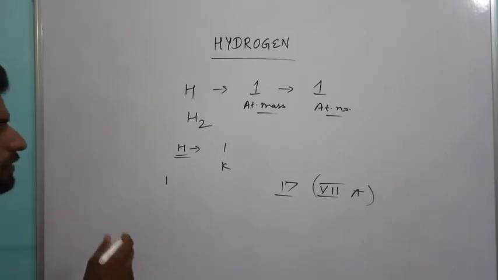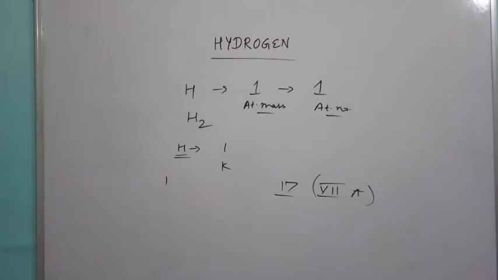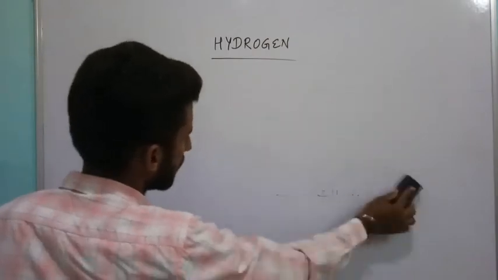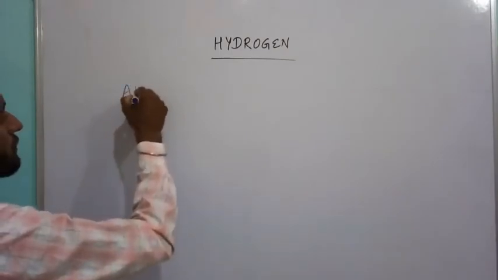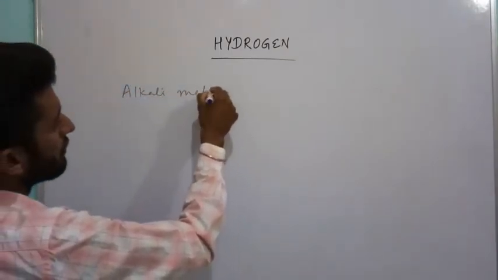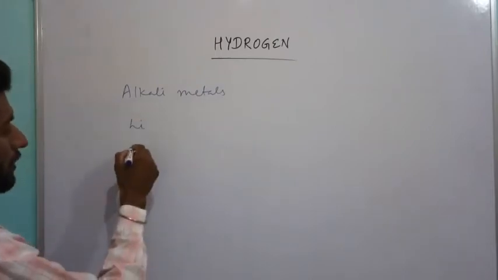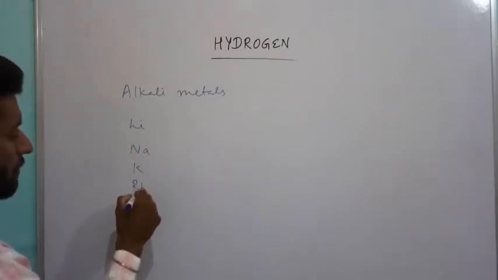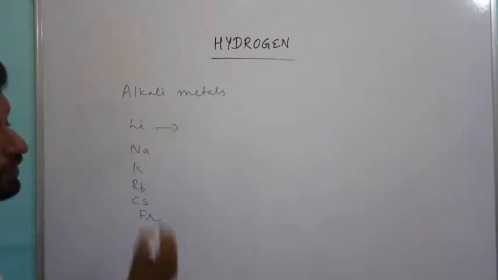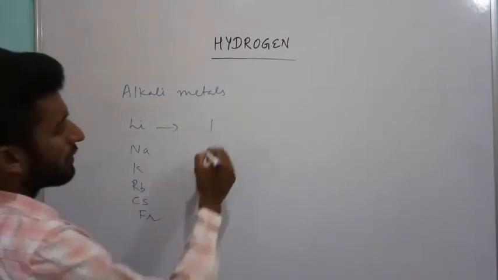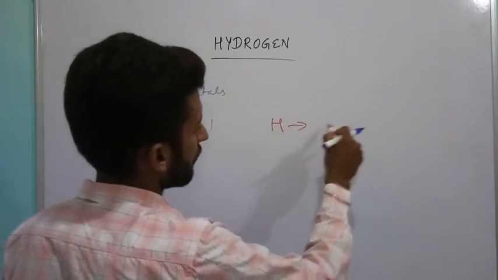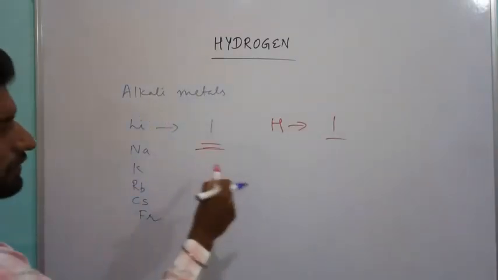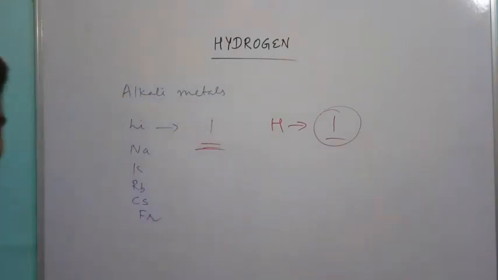So first of all we will study its relation with alkali metals as well as with the halogens. If we compare hydrogen with the alkali metals, we know alkali metals are the first group elements starting from lithium, then sodium, potassium, rubidium, cesium and francium. What do they have in common? They all belong to the first group and have one electron in their outermost shell. Similarly, hydrogen also has one electron.